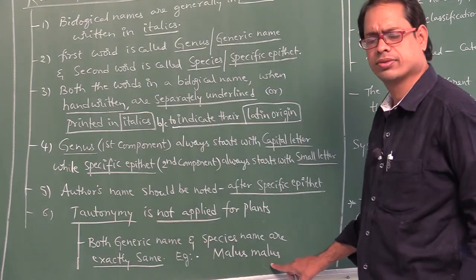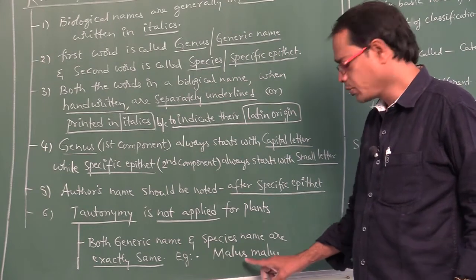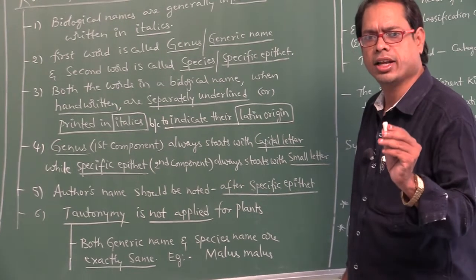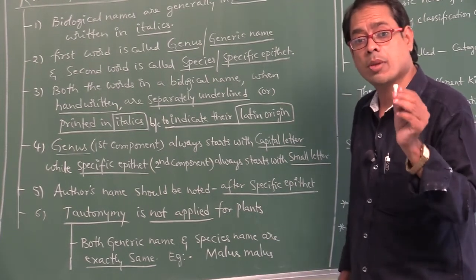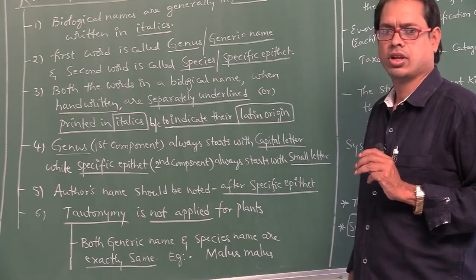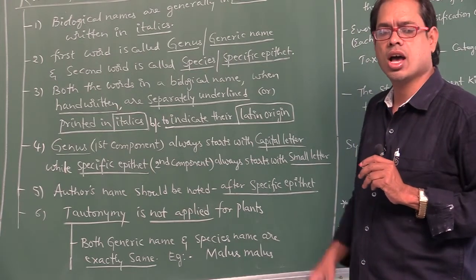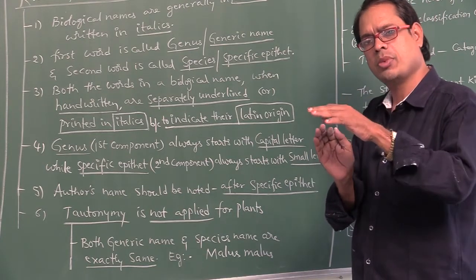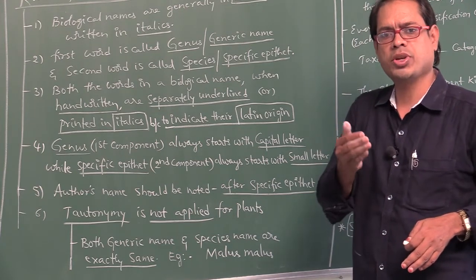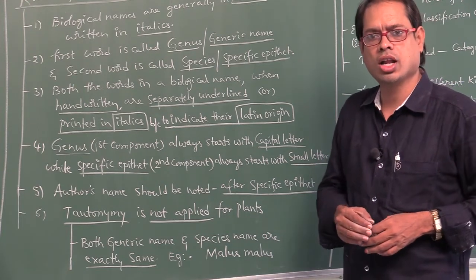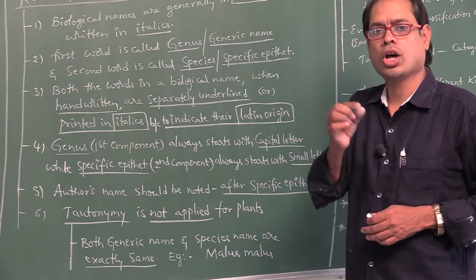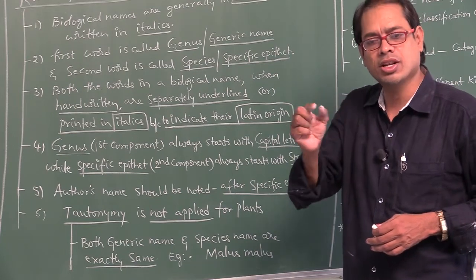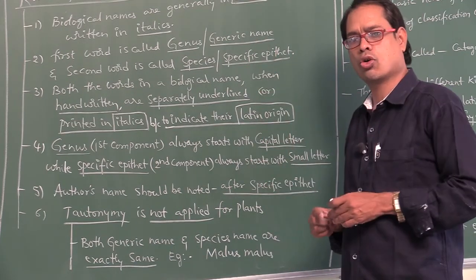Example, Malus Malus: generic name Malus, species name Malus. Is it applicable in plants? No. Tautonymy is not applied in plants. But tautonymy is applied in animals. Yes, correct. Why? Because cobra is Naja naja. Naja is the generic name, and the species name is also naja. So both are exactly the same. That is tautonymy. Tautonymy is applicable for plants: false. Tautonymy is applicable for animals: true.